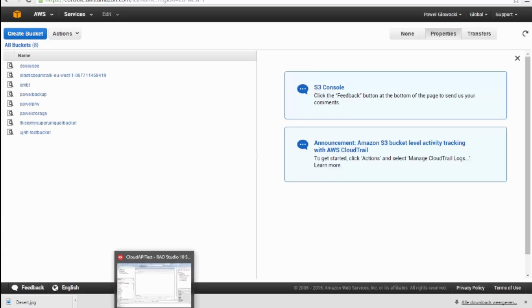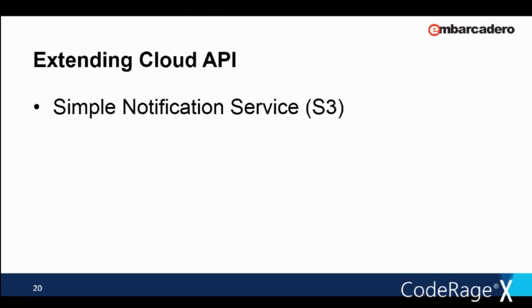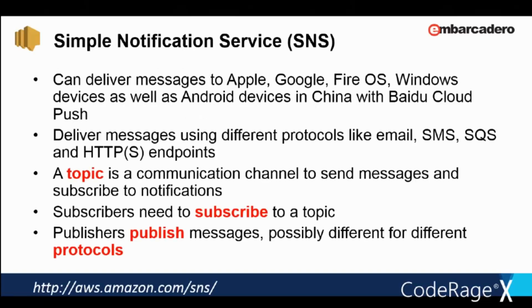And now let's go back and see what it takes to extend the Cloud API. We are going to see an example of extending the Cloud API to wrap access to the Simple Notification Service. Actually, this is a mistake on this slide. It's not S3 but SNS, an abbreviation for Simple Notification Service.